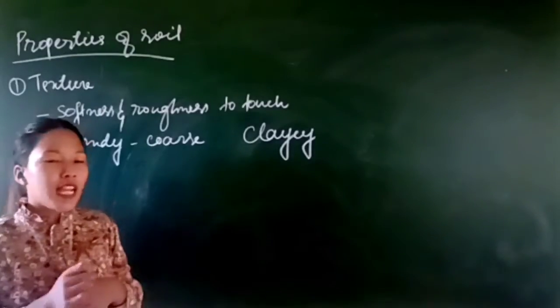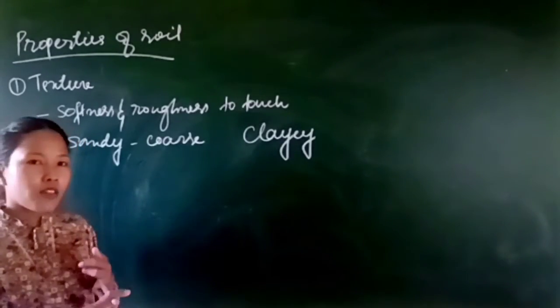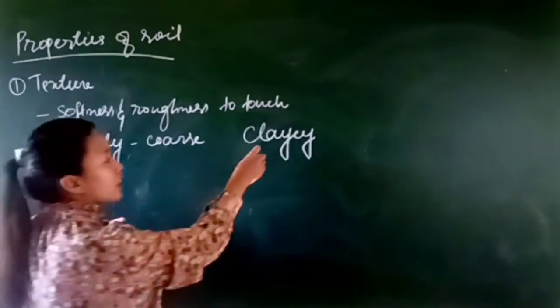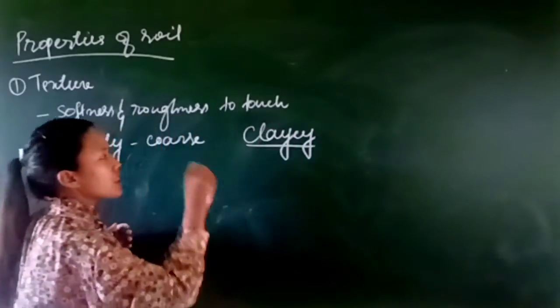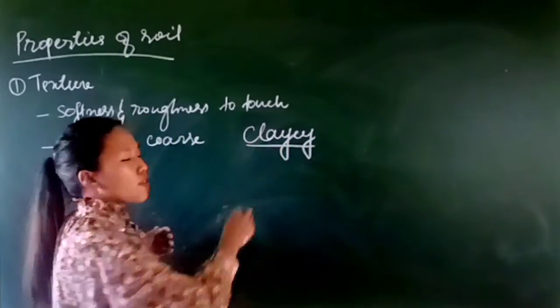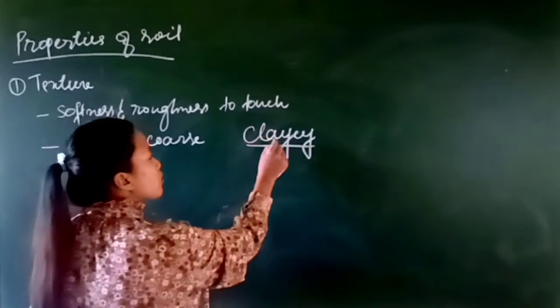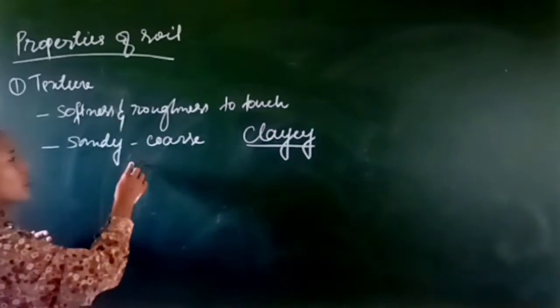Now among the three types of soil, that is sandy soil, clay soil and loamy soil, clay soil will be the smoothest. This means the particles of clay soil are very small, that is why the smoothest soil will be clay soil.